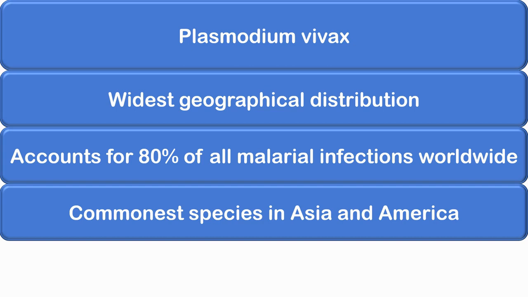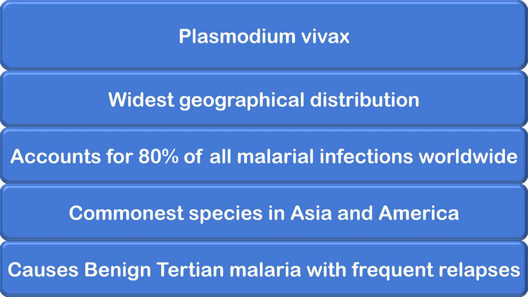It causes benign tertian malaria with frequent relapses from the hypnozoites, which are the latent forms that establish in the liver. The merozoites of Plasmodium vivax preferentially infect the reticulocytes and young RBCs. All stages of the parasite can be seen in the peripheral blood smears, including the ring forms, amoeboid forms and schizonts. The degree of parasitemia is not generally heavy, each infected red cell usually having only one trophozoite, and not more than 5% of red cells are infected.